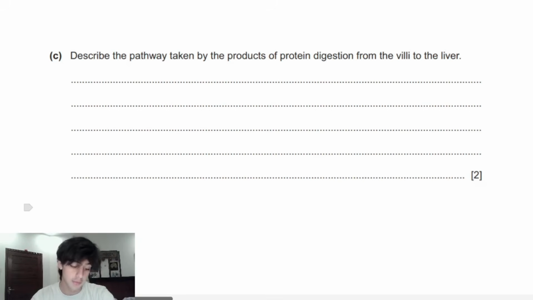Here we have another interesting question. Describe the pathway taken by the products of protein digestion from the villi to the liver.